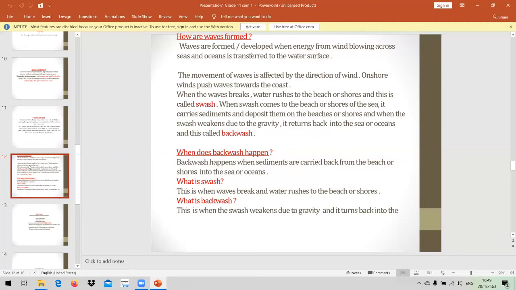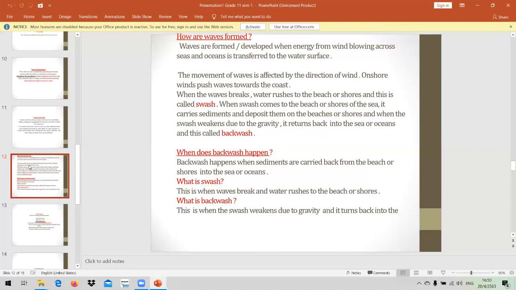What do you understand by the following terms? One, swash. Two, backwash. When does backwash happen? It happens when sediments are carried back from the beach or shores into the sea or oceans. What is swash? This is when waves break and water rushes to the beach.